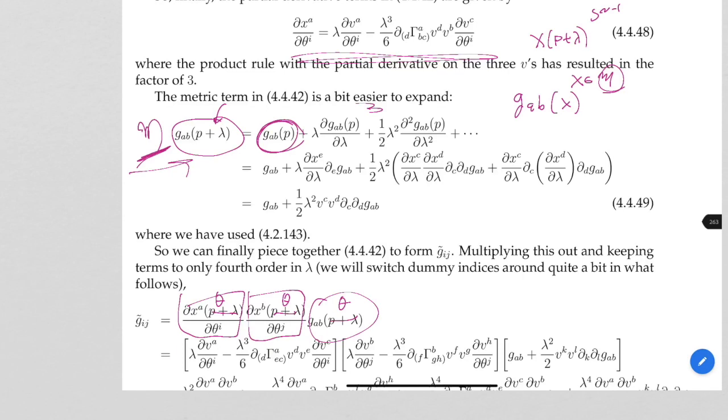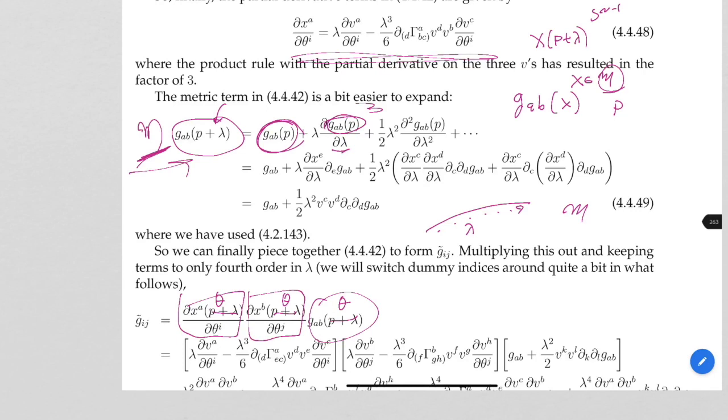However, P is not just any point. P is the central point, right? So this isn't really the derivative of some function of P with respect to lambda. That doesn't make sense, right? What it's supposed to represent is, lambda is a parameter that describes the length along a geodesic, which is a path in M, right? So lambda is some parameter that goes along this length.